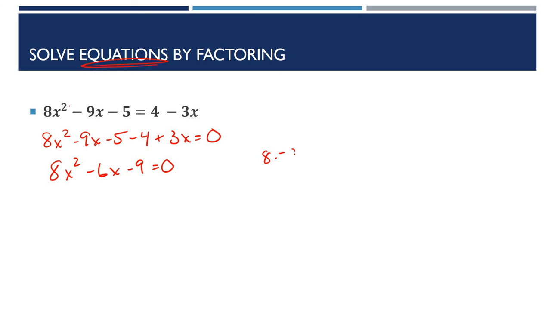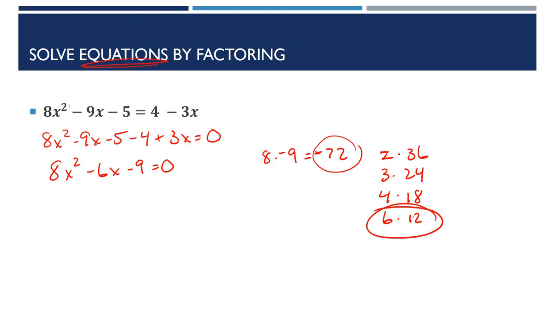So 8 times negative 9 gives me negative 72. I'm looking for factors of negative 72 that add up to negative 6. So I'm going to try 2 times 36, and remember, it's a negative, so I'm looking for a difference of 6. 3 times 24, the difference there is 21. 4 times 18, the difference there is 14. 5 does not go in. 6 times 12, the difference there is 6.